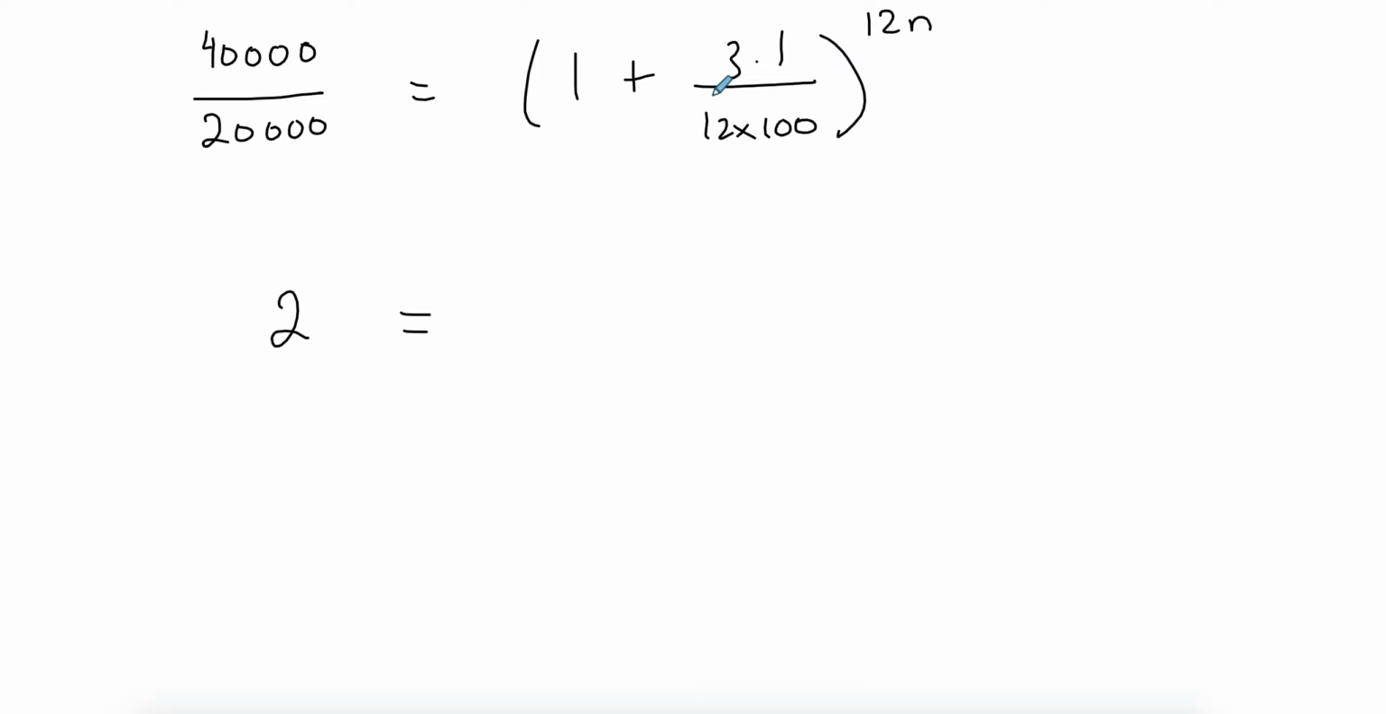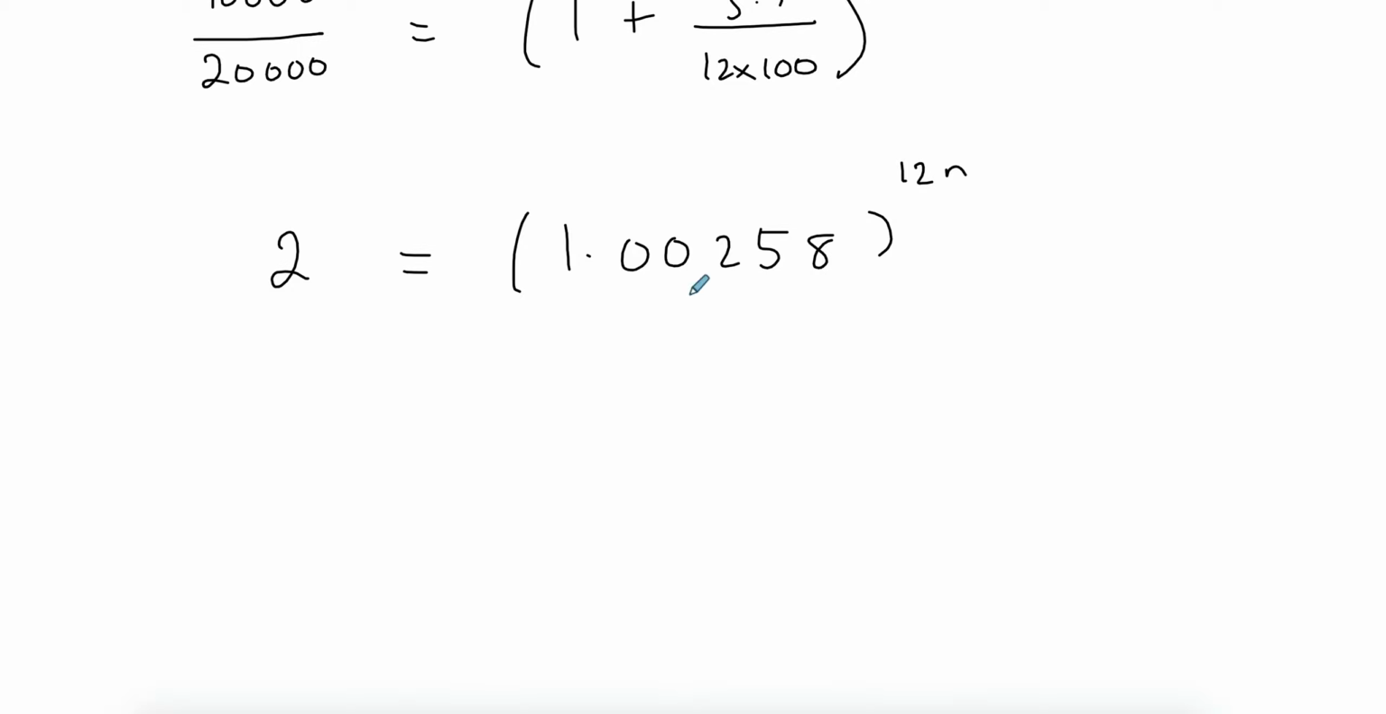I can also simplify whatever's inside the bracket. So 3.1 divided by 12 times 100, and then add the 1. So the base is going to be 1.00258. I'm just writing as many decimal places as possible. But when you're doing the calculation, just use the original number in the calculator.